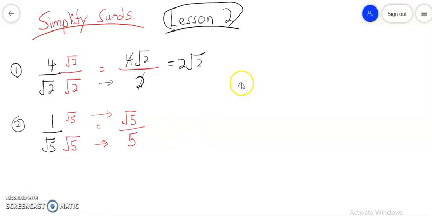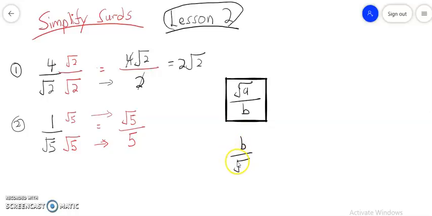Now for your information, if you have square root of a over b, this form doesn't need to be simplified further. However, if you have b over square root of a, this form needs to be simplified.